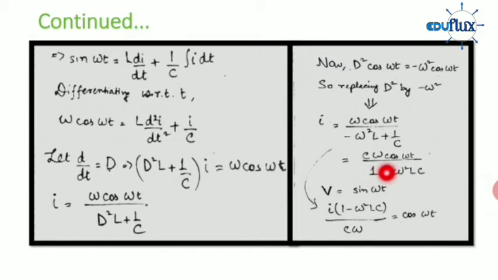Students may be wondering why cos omega t was written in terms of I. It is so because the identity sin square omega t plus cos square omega t equal to 1 needs to be utilized. So cos omega t has been written in terms of I, so that the equation for the locus diagram of V and I can be written easily using the identity sin square omega t plus cos square omega t equal to 1.